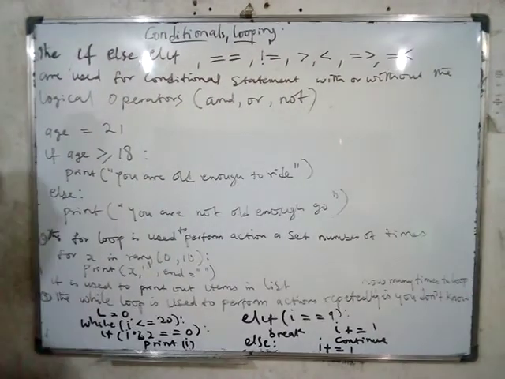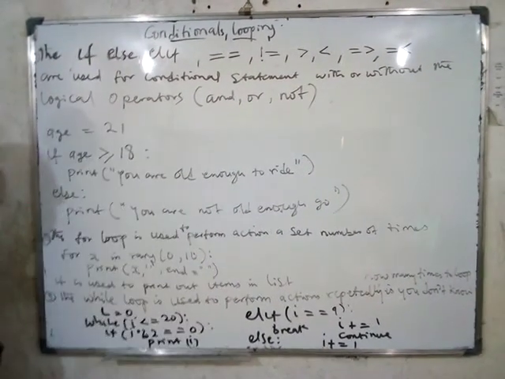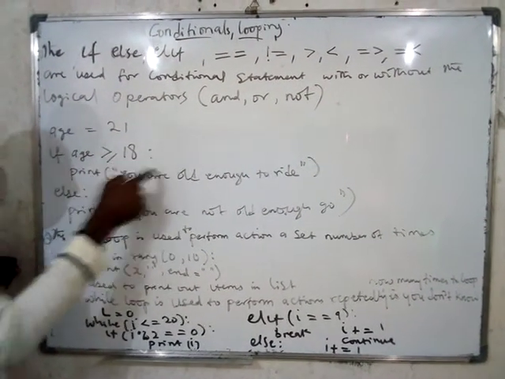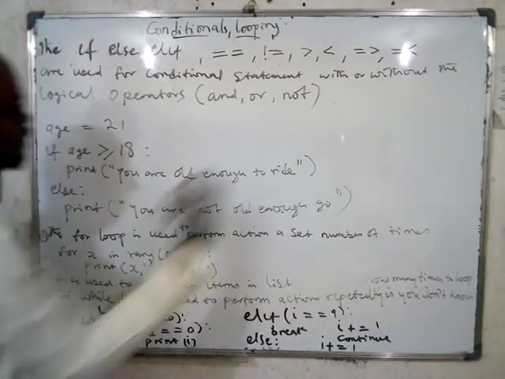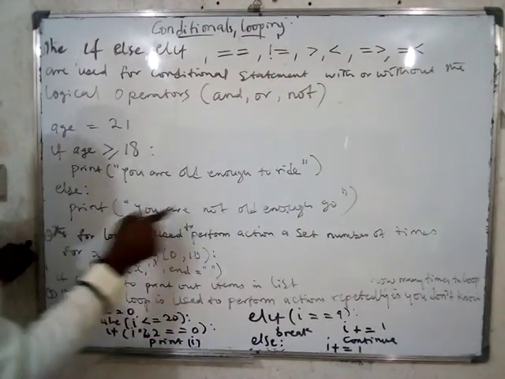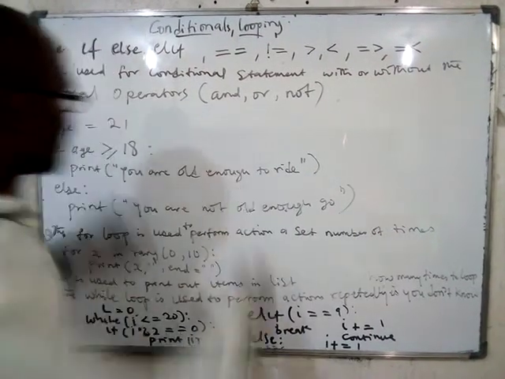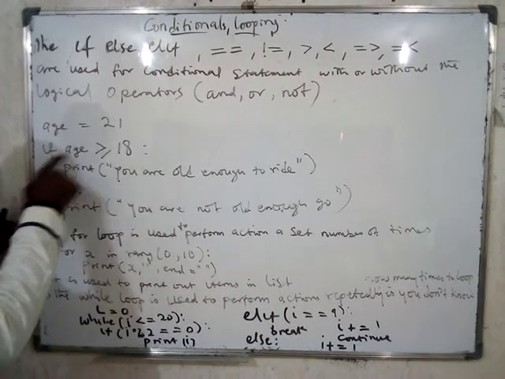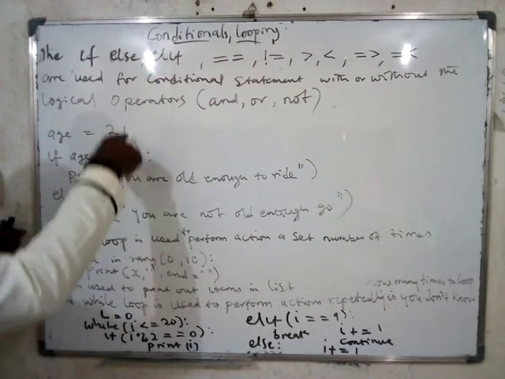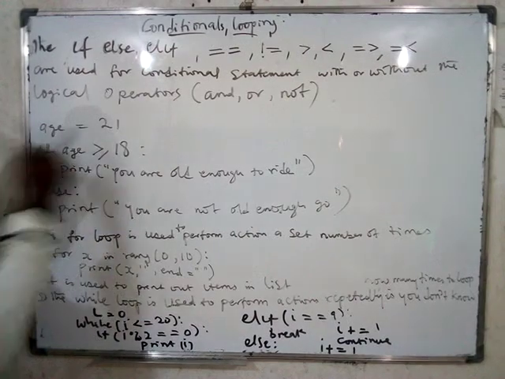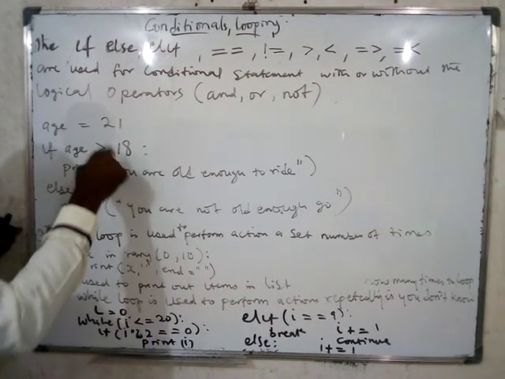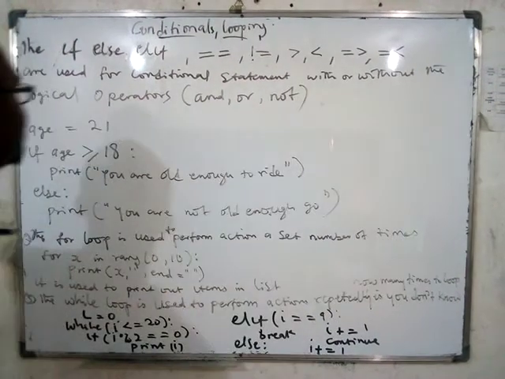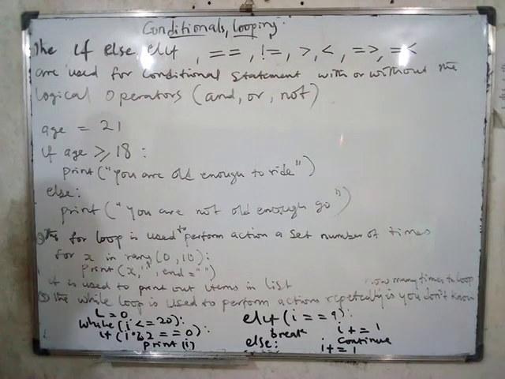So let's take, for example, if you say that age is equal to 21, and you now say, if age is greater than or equal to 18, print you are old enough to write. Else, print you are not old enough to write. When you write this code in your PyCharm, you're going to see that if age is greater than or equal to 18, this age, is it greater than or equal to 18? Yes, because 21 is greater than or equal to 18. So it will print you are old enough to write. That's what will come out as printed.